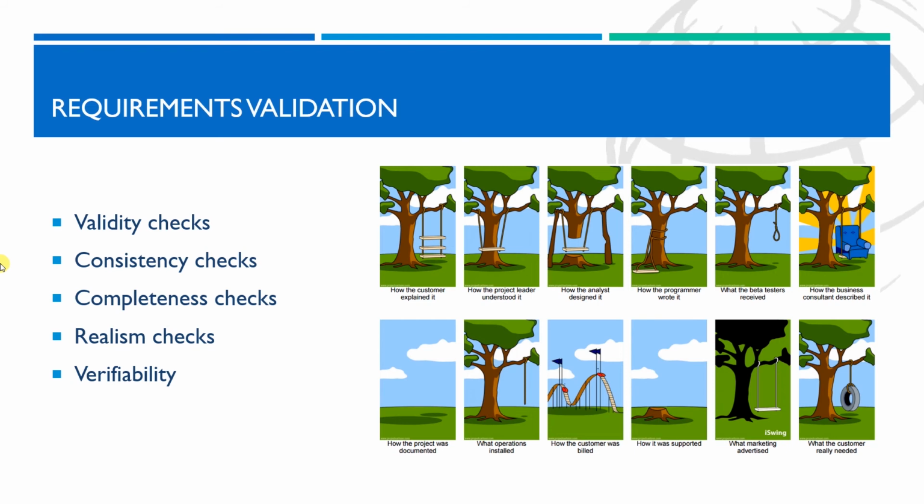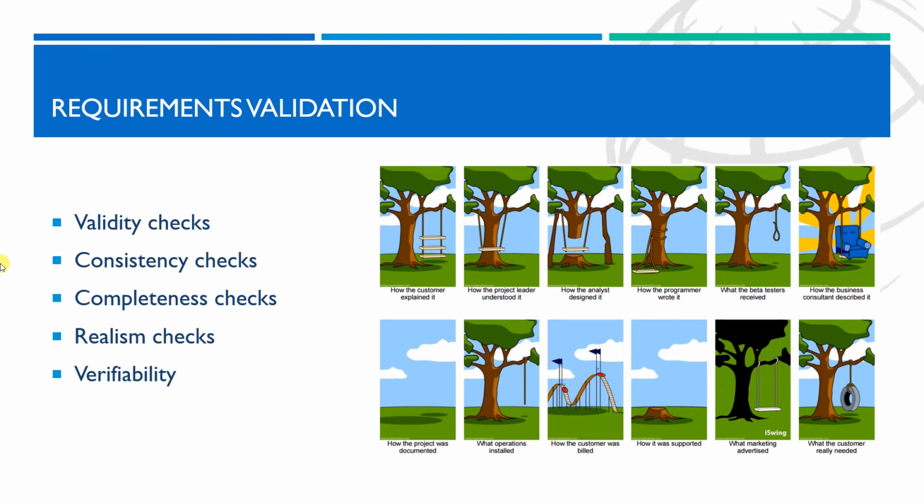And we have a realism check. By using knowledge of existing technologies, the requirements should be checked to ensure that they can be implemented within the proposed budget for the system. These checks should also take account of the budget and schedule for the system development. The question here is, can the requirements be implemented given available budget and technology?